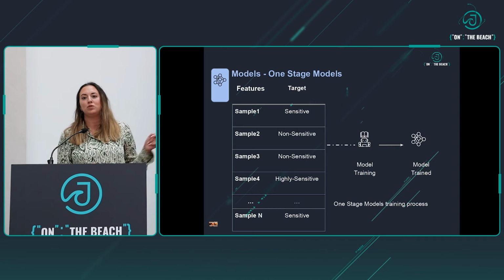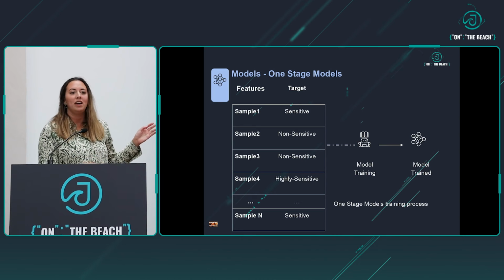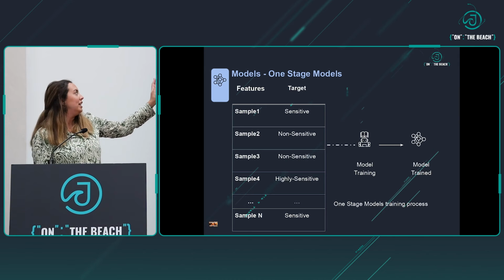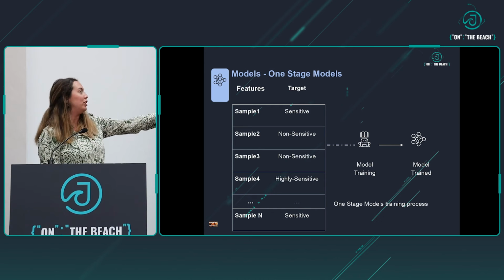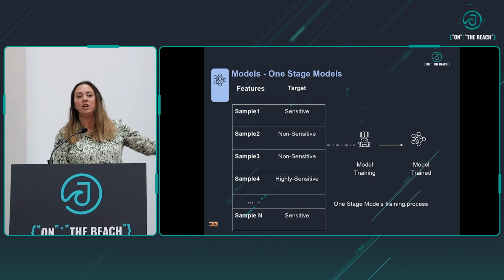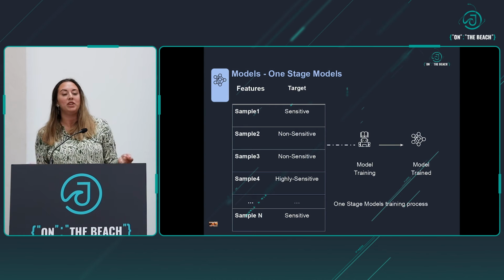So one-stage models is what you typically know. You have an input text, and it's labeled in one of the three categories. You train the model, you have your model trained, then for inference it's the same. You input your text, you get a prediction.